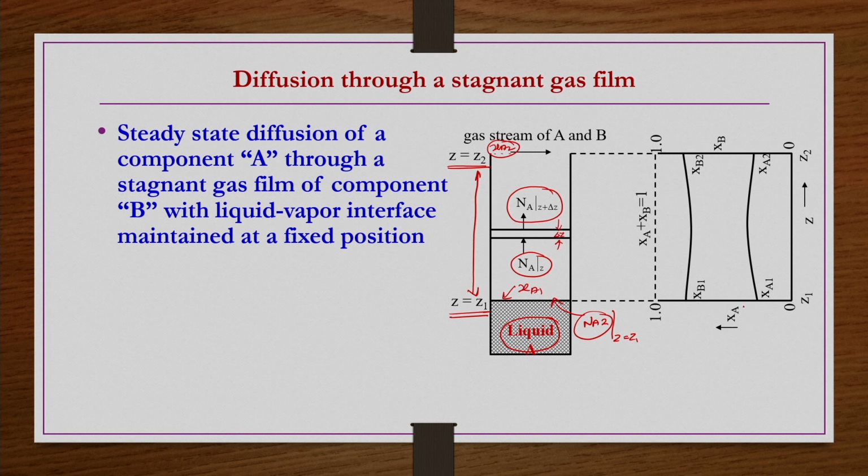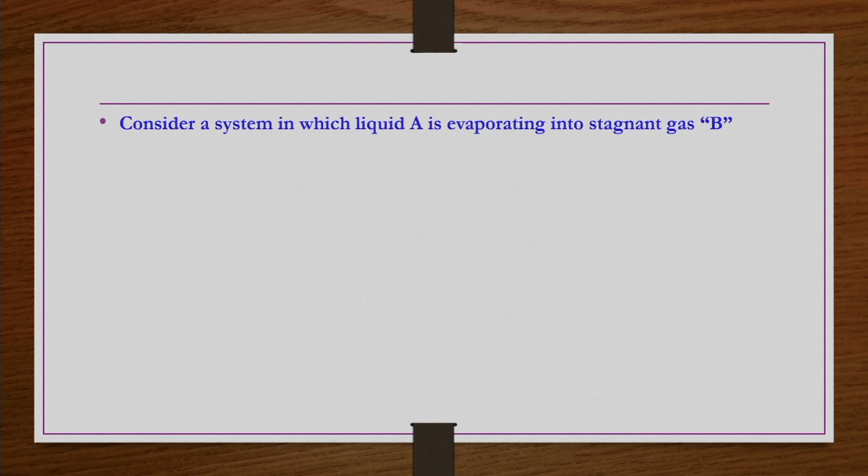If you represent the concentration XA versus Z, you can have a curve something like this. The same thing, XB versus Z, if you represent, you may have a curve like this. So, what are these expressions? Those are the things we are going to find out now.